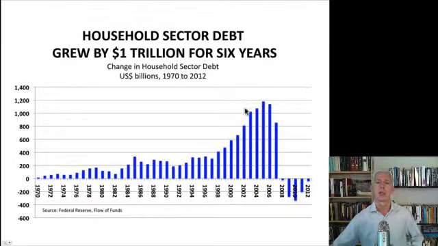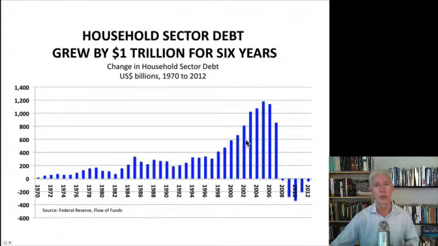Now here, you can see the year-on-year increase in household sector debt going back to 1970. This is the increase each year in the household's level of debt. Now notice in the years running up to the crisis, 2003, 4, 5, 6, 7, 8, for 6 years in a row, the increase in the household sector debt was $1 trillion a year, a $1 trillion increase in household sector debt.